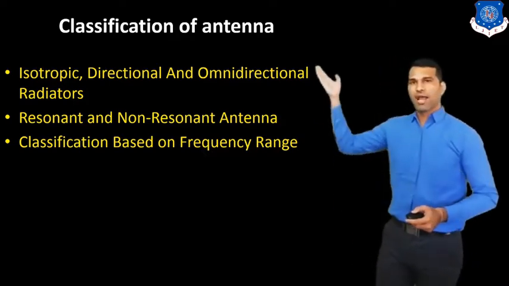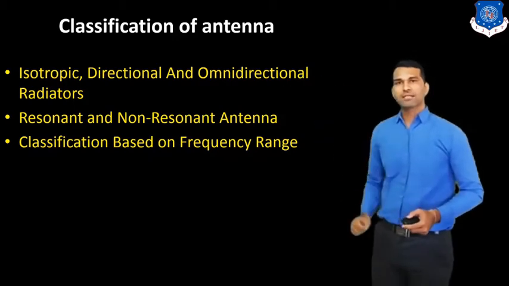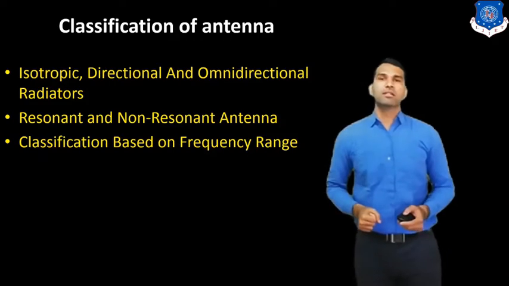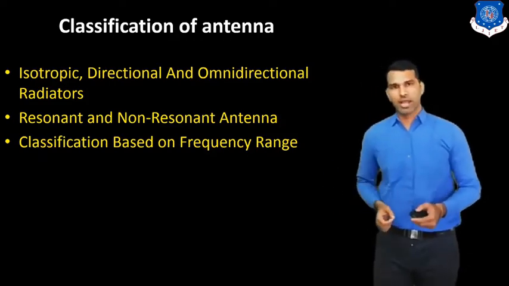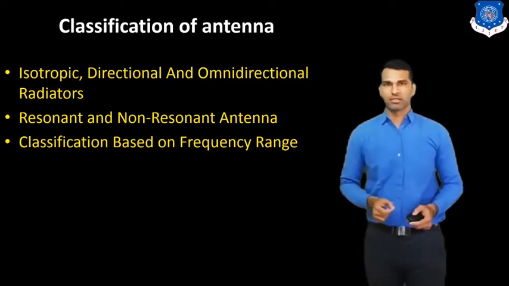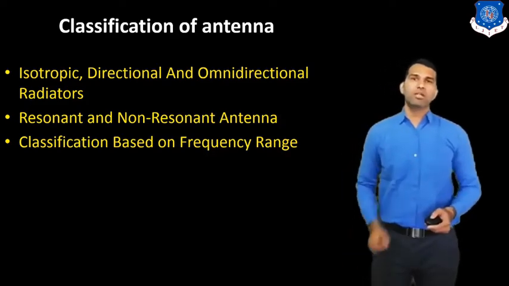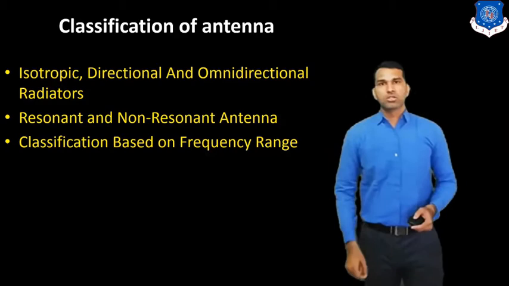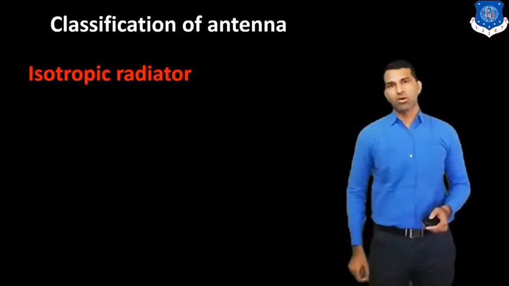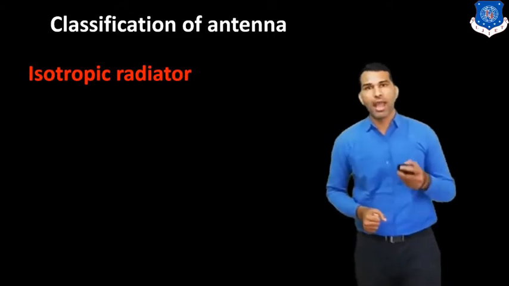First one is the isotropic, directional and omnidirectional antenna. Then second one is the resonant and non-resonant antenna. And third classification is based on the frequency range. Now we start with the first classification. First we understand the isotropic radiator, or we can say isotropic antenna.